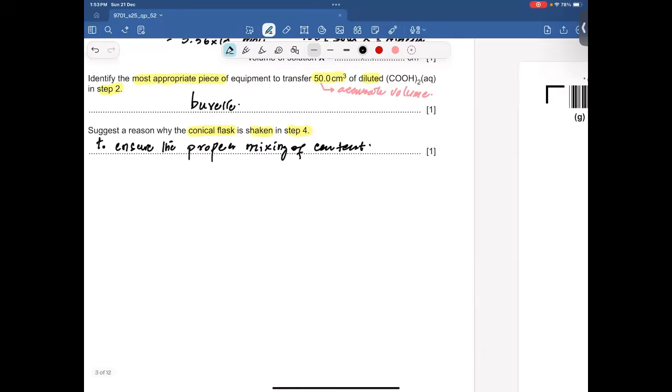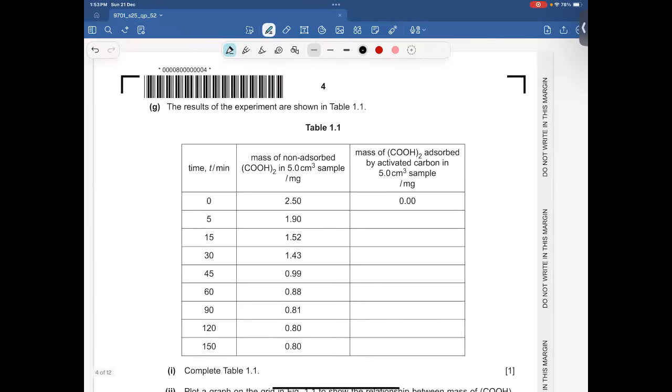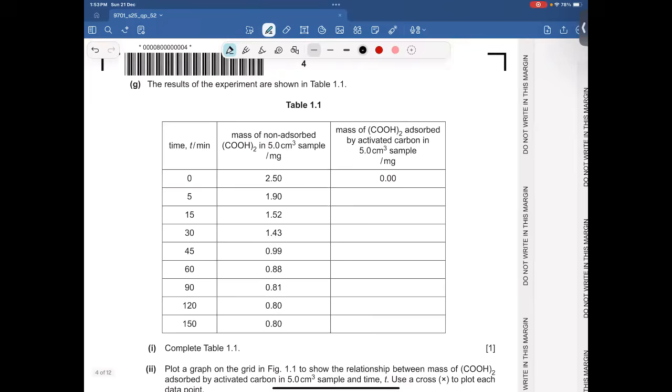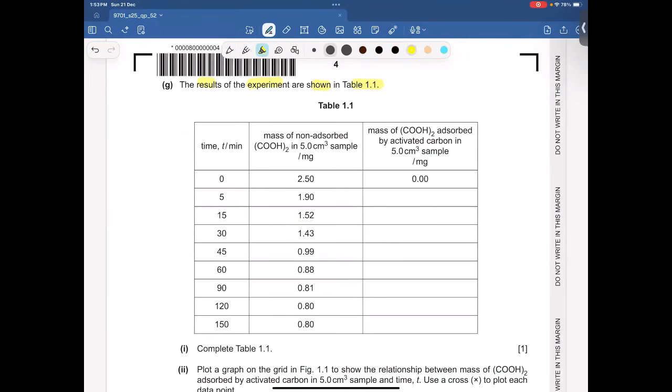Let's move on to the next page. Oh my goodness, that's data analysis. The results of the experiment are shown in table 1.1. Complete table 1.1. So I need to subtract this value from all these values to get this value. This is the initial mass and this is the mass of non-adsorbed. So I think it's going to be 0.60.